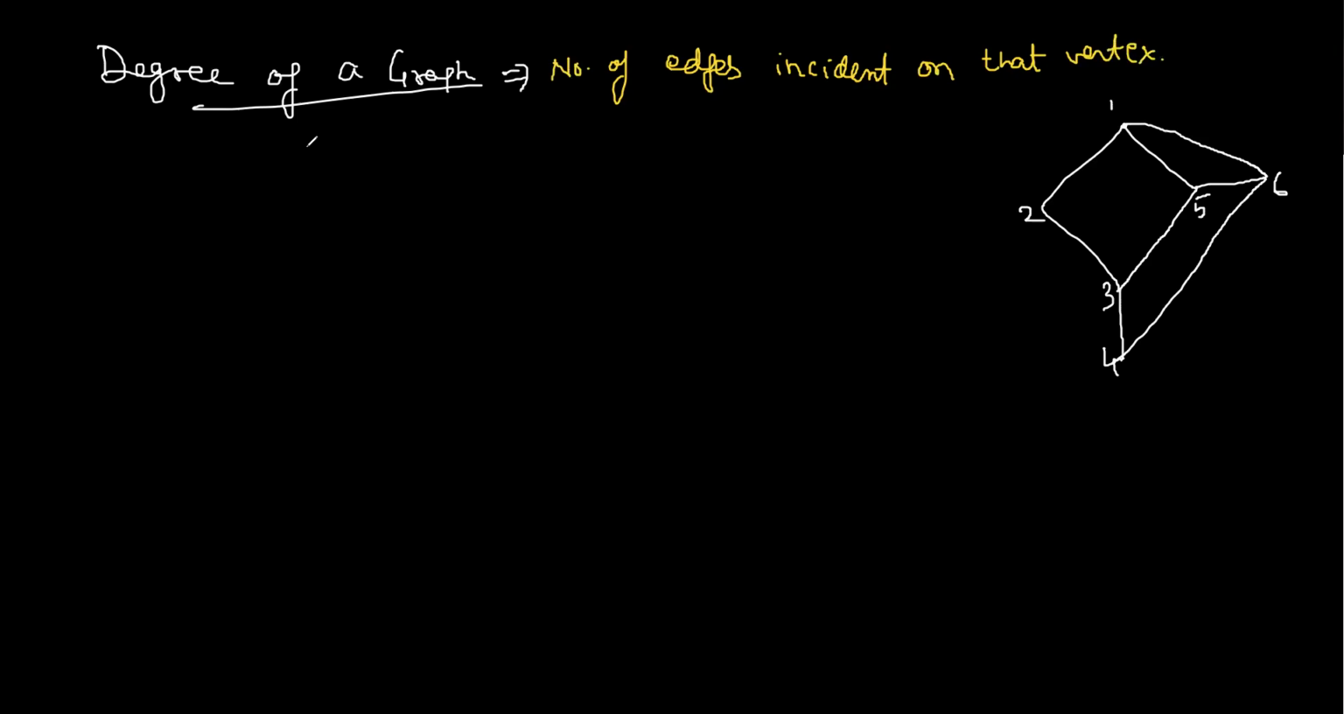Okay. You tell me what is the degree of vertex 1? This is vertex. The name of vertex is 1. How many number of edges connected with vertex 1? 3, right? How many number of edges means number of lines. How many lines are connected with vertex number 2? The degree of 2 is 2.